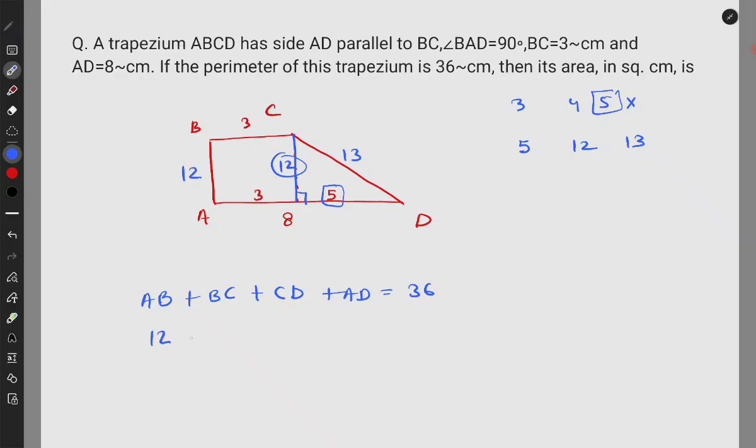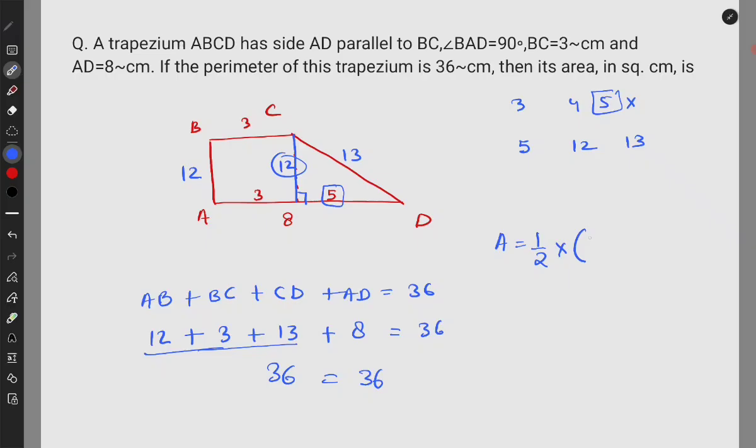So let's test and see. 12 plus BC is 3, CD is 13, AD is 8. Is that equal to 36? 15, 15 plus 13, 28, 28 plus 8, 36. Yes. So these are the values we can take. Now they are looking for the area. Area will be 1 by 2.